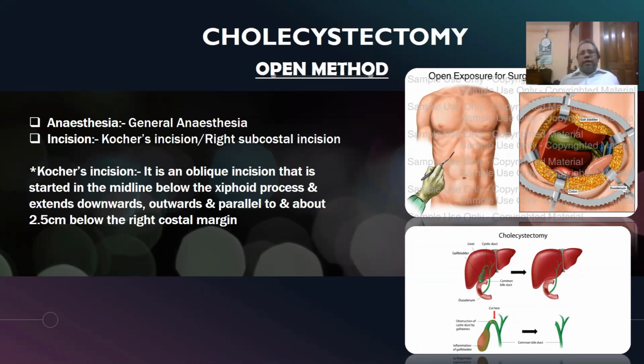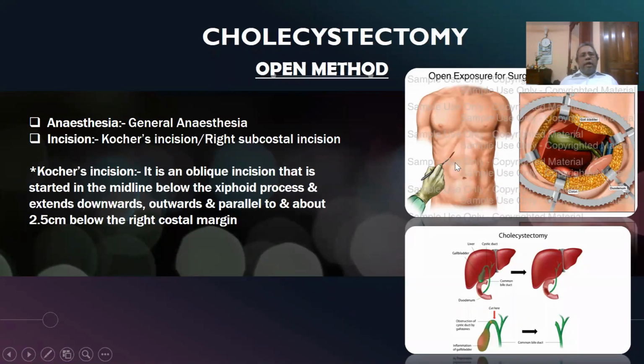After giving the anesthesia, your first step is painting the operation field with antiseptic solution. Then you drape the operation field with a draping sheet, so that only the operation site is exposed and the other areas are covered with the draping sheet. Then you plan to make an incision.